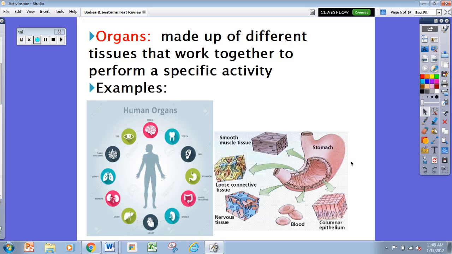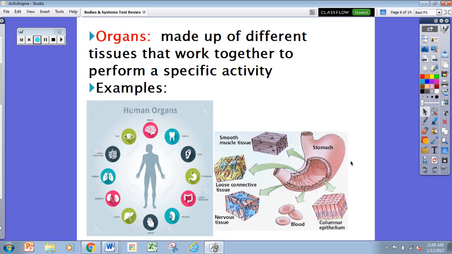Organs are the next level of organization. So organs are made up of different tissues. So you have to look at the level before, and that groups together to make the next level. So organs are made up of different tissues that work together to perform a specific job or function or activity. And this job is a little more complex than the job of the tissue, and so we need multiple tissues to do it.